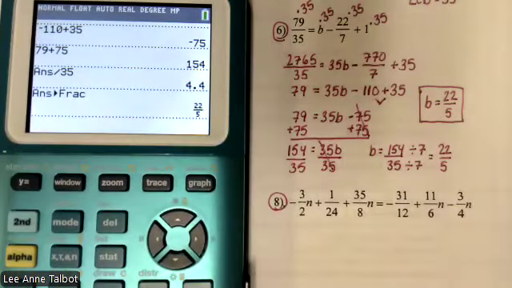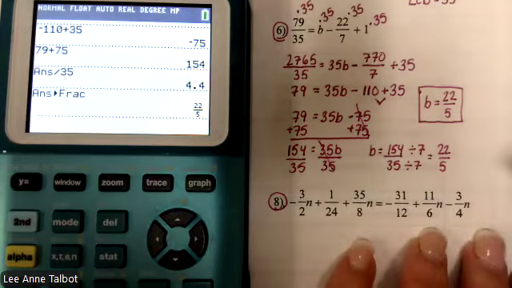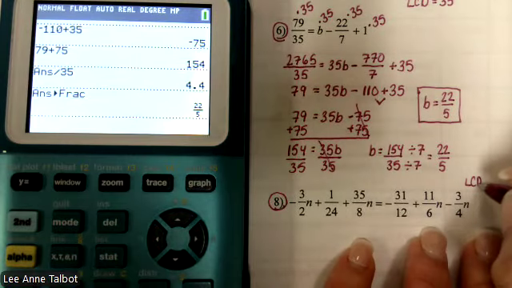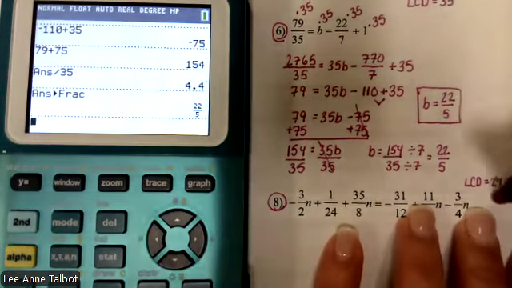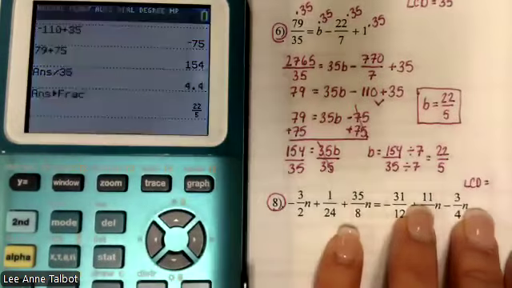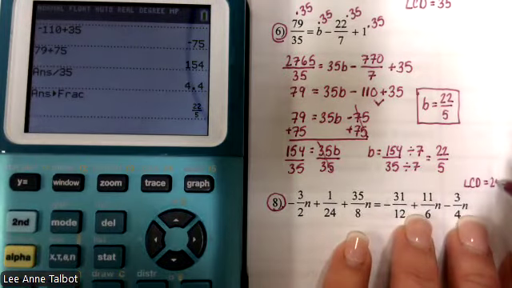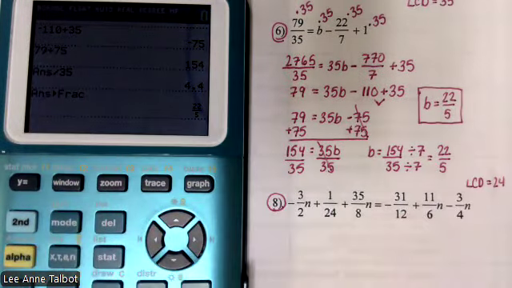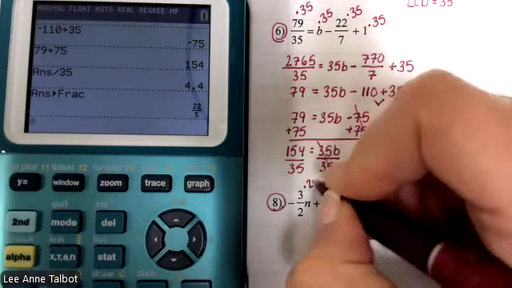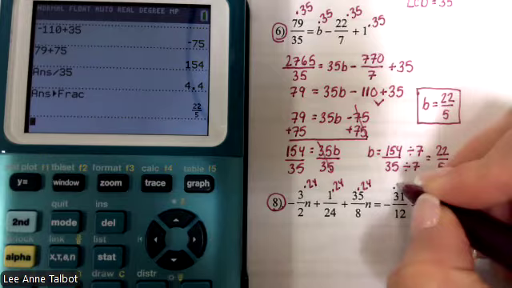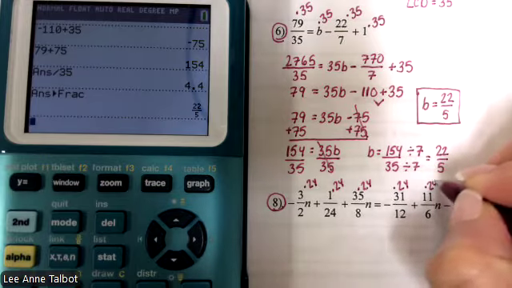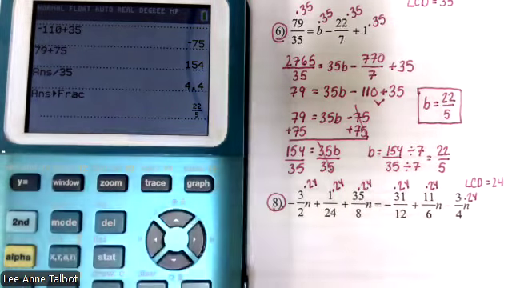What is the least common denominator for number eight? 24. At least that's not too bad to figure out. I have to multiply a lot of stuff by 24 though. Yikes.